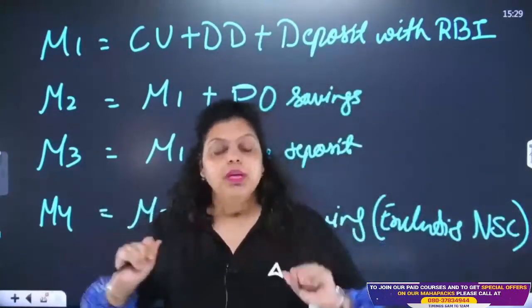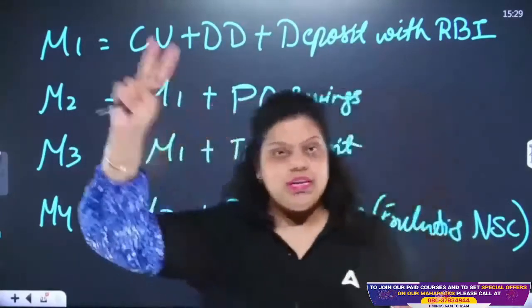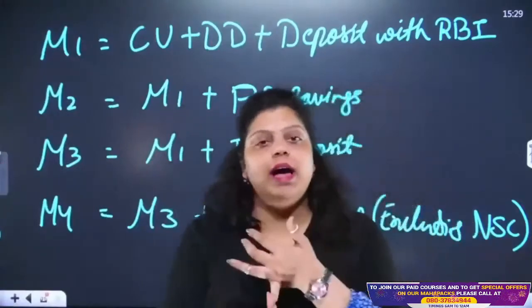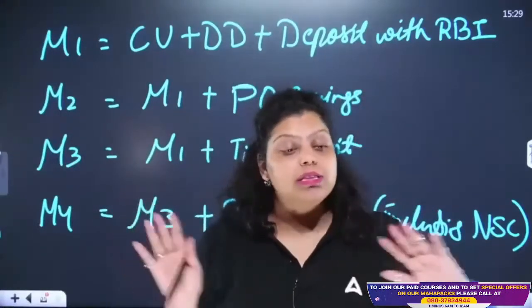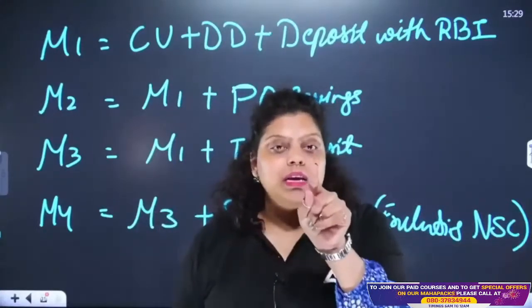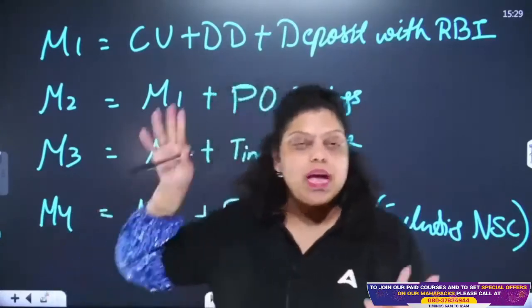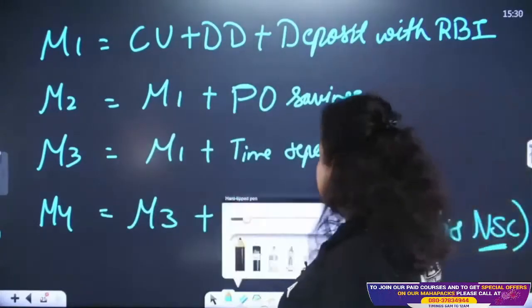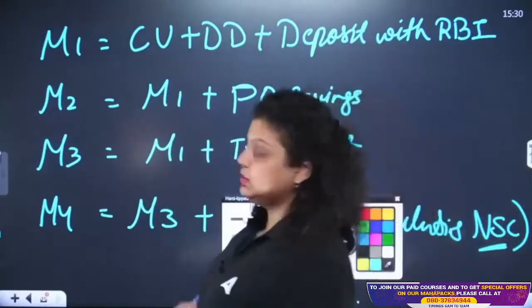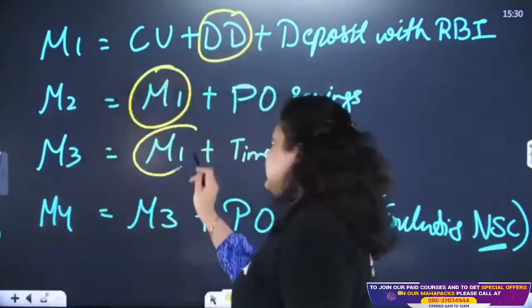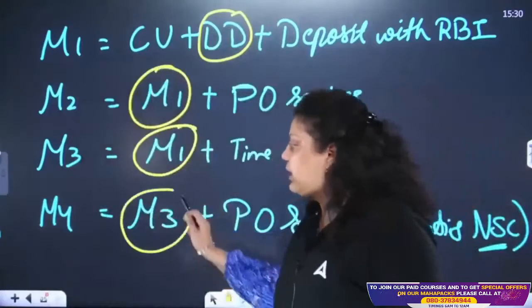This is M1. M2 means M1, CU plus DD plus deposit with RBI, plus post office savings. In the post office, you have FD, RD, MIS, etc. All these will be covered. Then M3 will be M1 plus term deposit. Term deposit means your RAFA. M4 will be M3 plus post office savings, but the national savings certificate amount has to be excluded. So the question was asking which of the following includes the demand deposit. M1 includes demand deposit, M2 includes demand deposit, M3 includes demand deposit, and M4 includes demand deposit.